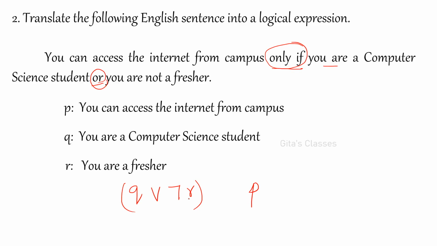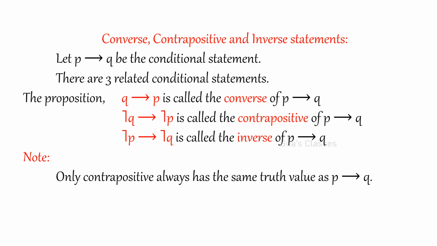So if this condition is satisfied, then P is true, right? If this condition is satisfied, then you can perform this P. You can access the internet from campus. So this is the logical expression. Generally English sentences will be given, and you will be asked to write the logical expression. Okay. So now we have three important conditional statements.